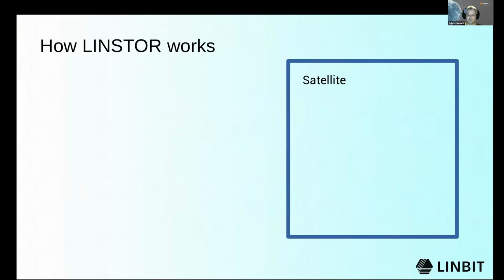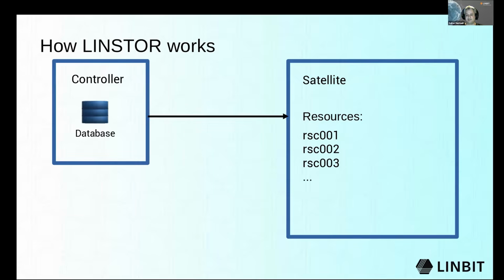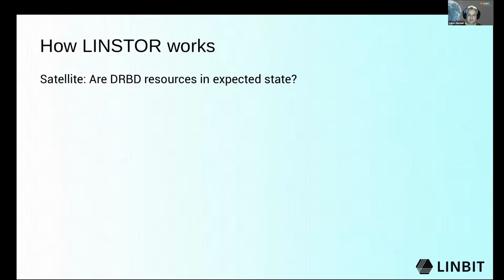As Phil already mentioned, the satellite runs mostly stateless. So when the satellite itself starts, it has no knowledge about any resources at all. Even if DRBD resources are already running, LINSTOR simply does not know about that. It needs the controller, who loads the information from the database. The controller sends the information to the satellite, and now the satellite has the resources. Next, the satellite needs to make sure that these, in this case DRBD resources, are also in the expected state.